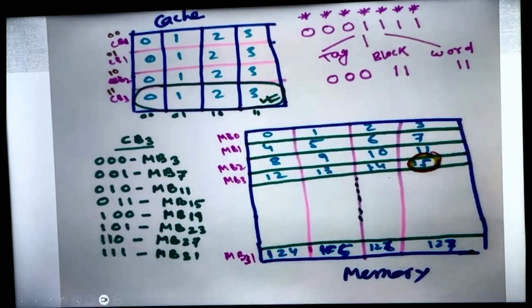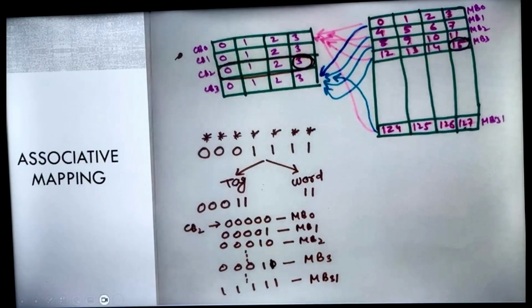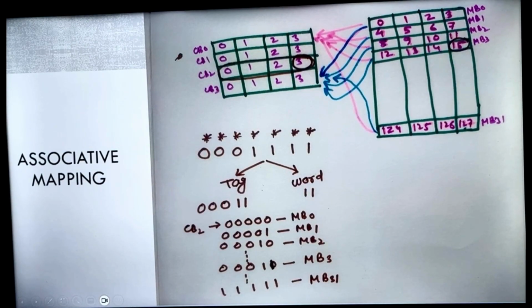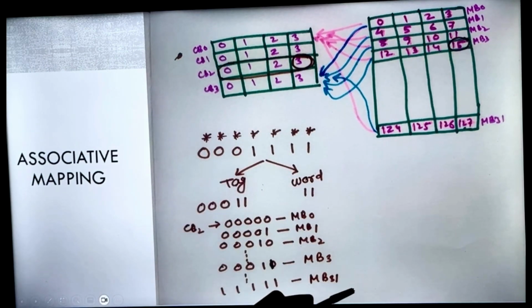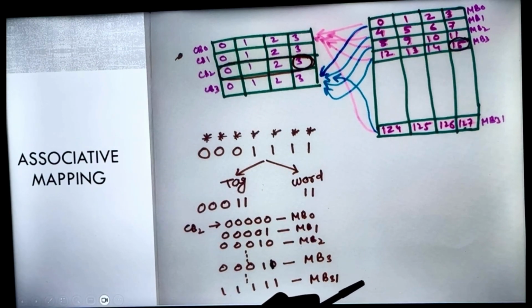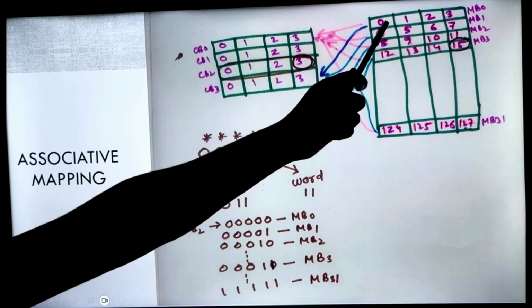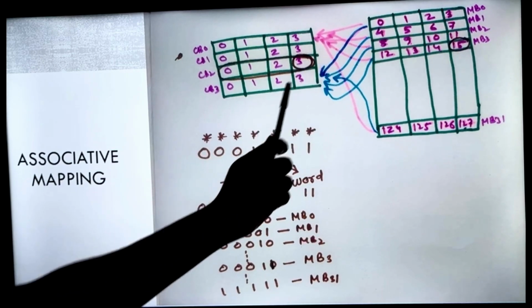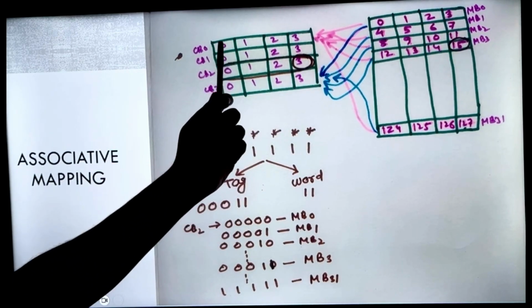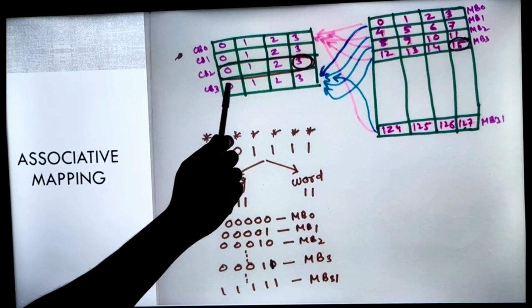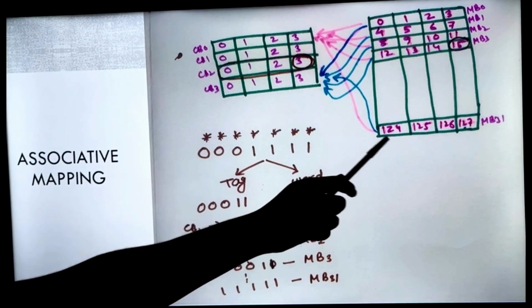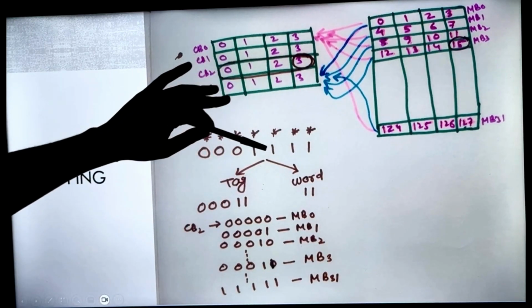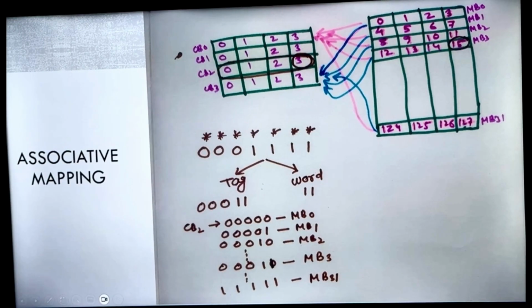Fine. To overcome this issue, we have the next technique, which is associative mapping. So this is the easiest one. It means anyone can go anywhere. There is no restriction, no reservation, nothing. Means MB0, you want to get some place, come anywhere. You can come to CV0, CV1, CV2, CV3, anywhere. MB1, anywhere. MB2, anywhere. MB31, anywhere. Means anyone can occupy any space from the cache memory. If there is any empty space, it can occupy it.